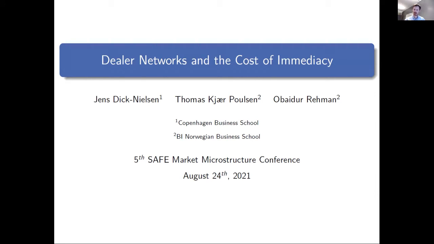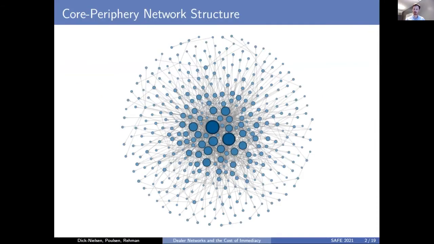Most OTC markets have a core-periphery network structure. And this figure is from the US corporate bond market, where each circle denotes a dealer. The size of the circle reflects how central the dealer is in the network, and each line denotes a trading relationship. And core dealers are highly interconnected, and they account for most of the trading activity relative to the peripheral dealers who are less connected.